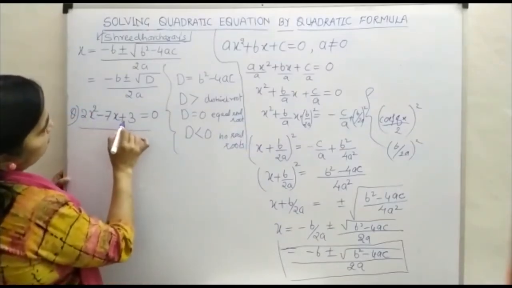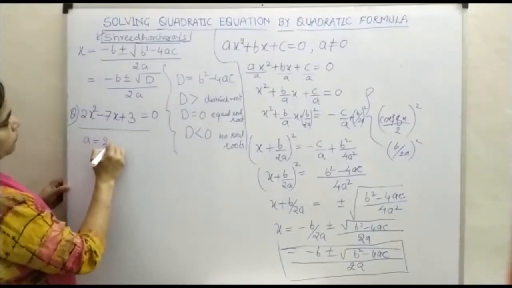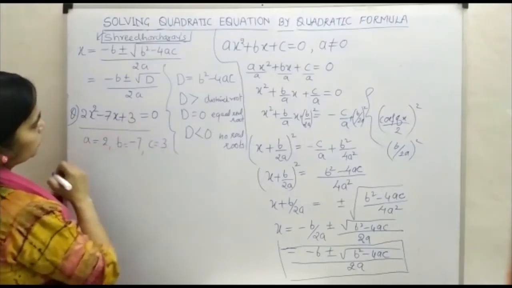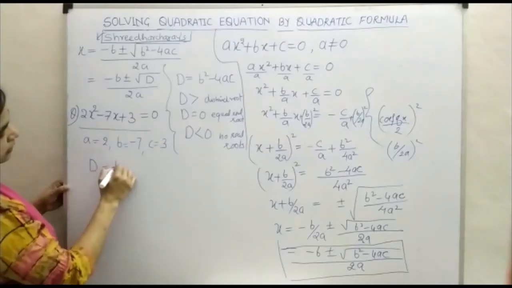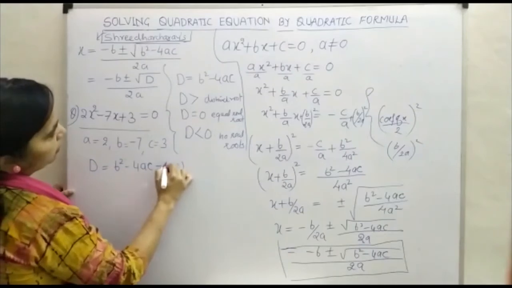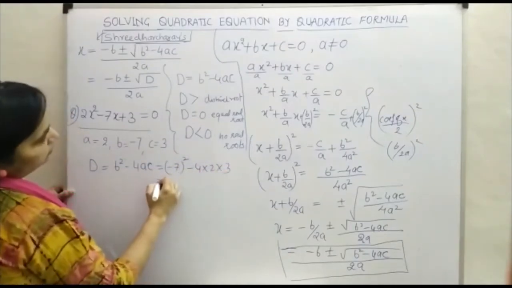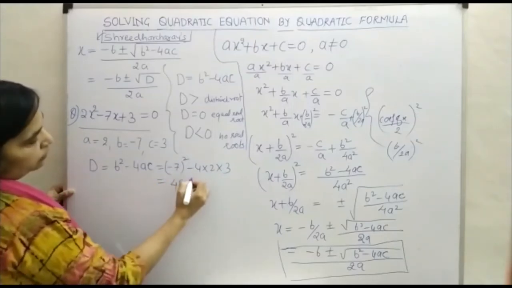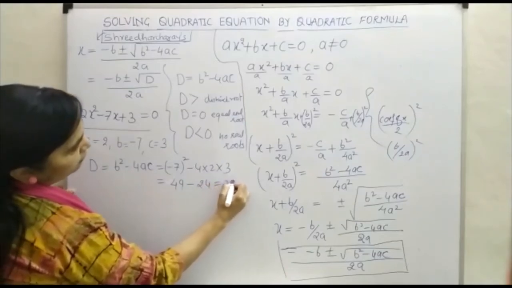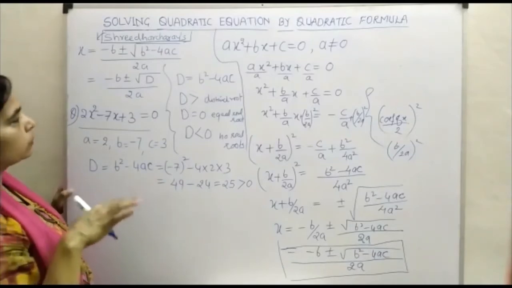Let us see the question. 2x square minus 7x plus 3 is equal to 0. Here a is equal to 2, b is equal to minus 7 and c is equal to 3. When you work out for the d, that is b square minus 4ac, you get minus 7 the whole square minus 4 into 2 into 3, and this becomes 49 minus 24, and that is 25. You can see that it is greater than 0 and therefore two real distinct roots exist.